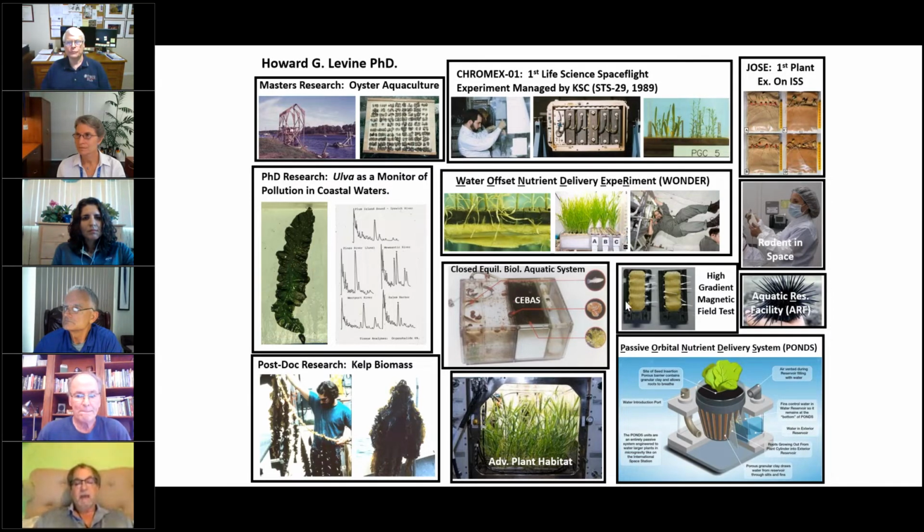And recently we have the Advanced Plant Habitat that is up on the International Space Station, growing plants larger scale. And currently I'm trying to validate a new way of using a nutrient delivery system in the Veggie system that Gioia mentioned previously. So that's it for me. Thanks, Rob.